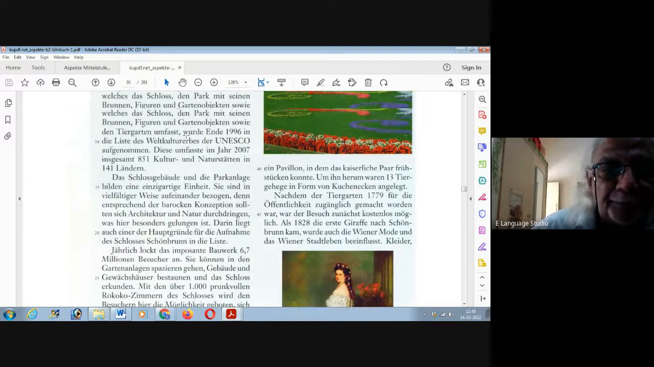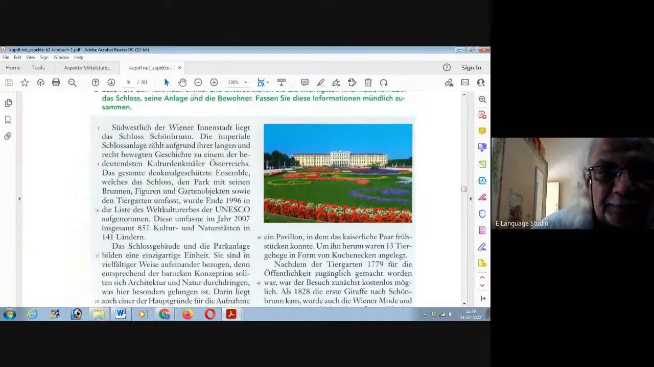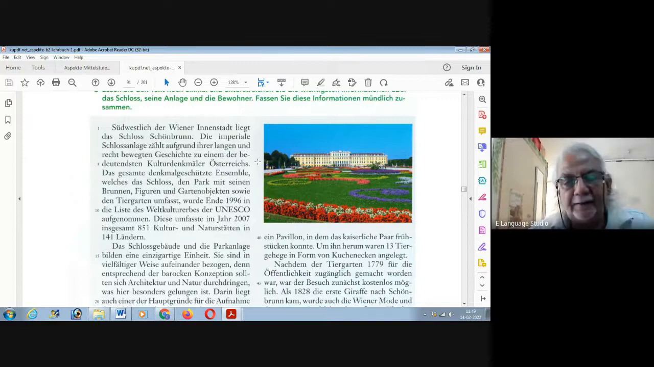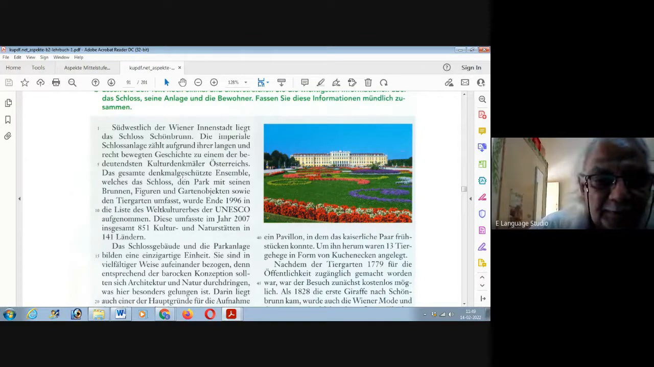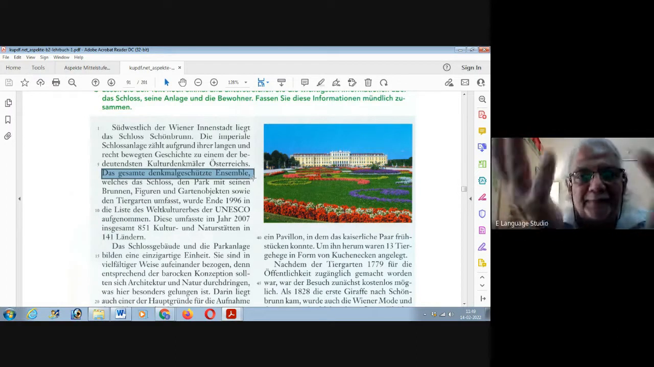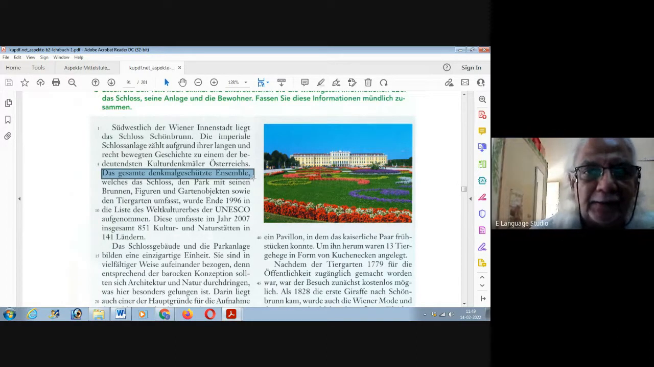Schlossgebäude. And the name is given above. Schloss Schönbrunn. Anlage is the gardens, the campus, the area. Das gesamte denkmalgeschützte Ensemble, the entire complex of buildings, ensemble.